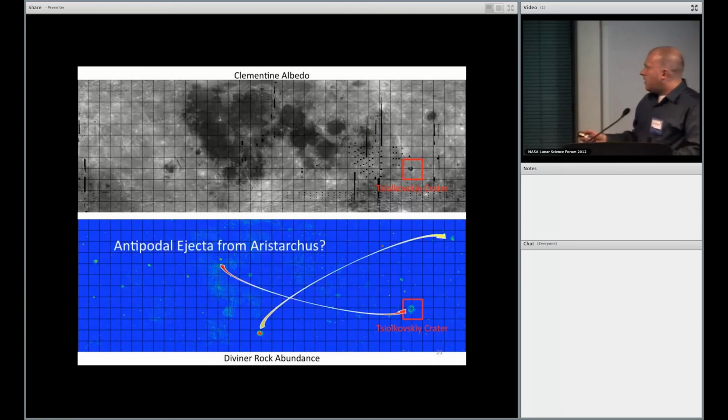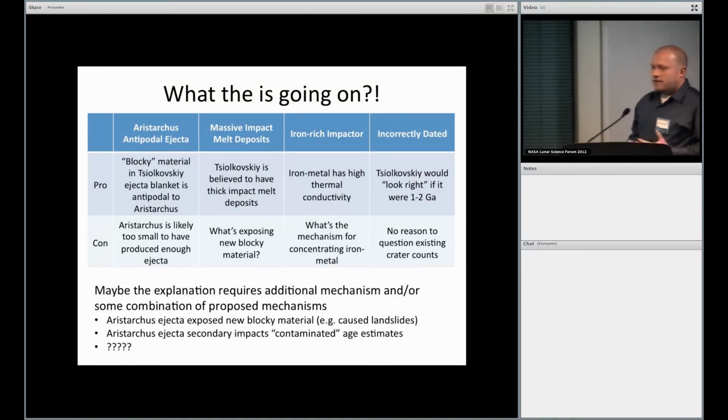Now, interestingly, there is one other feature that doesn't have an impact crater and has large amounts of block material, and that's the antipodal ejecta from Tycho. So it would be very convenient, very handy to say, well, perhaps this is antipodal ejecta from Aristarchus, but there are issues with that. For one thing, Aristarchus is far, far smaller than Tycho, and we're actually seeing more material at Tsiolkovskiy. So that's probably not the lone hypothesis if it even works at all. But you can keep thinking and try to come up with some others.